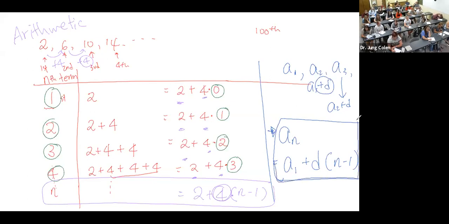We can do a similar thing for a geometric sequence too. Okay, so you don't have to do the whole thing here.